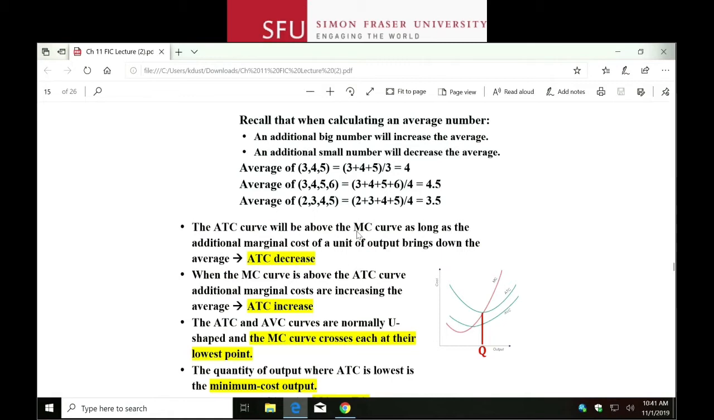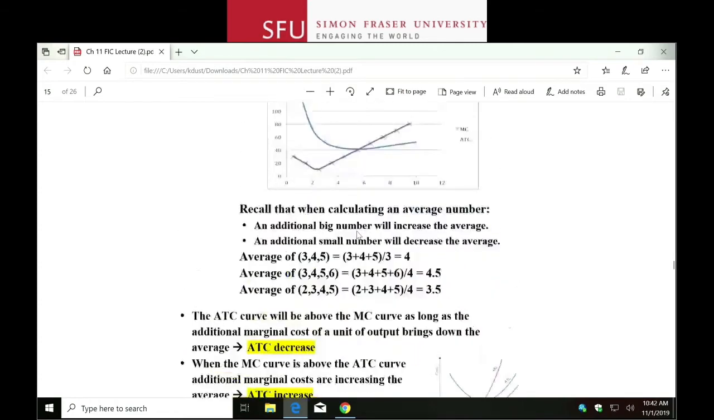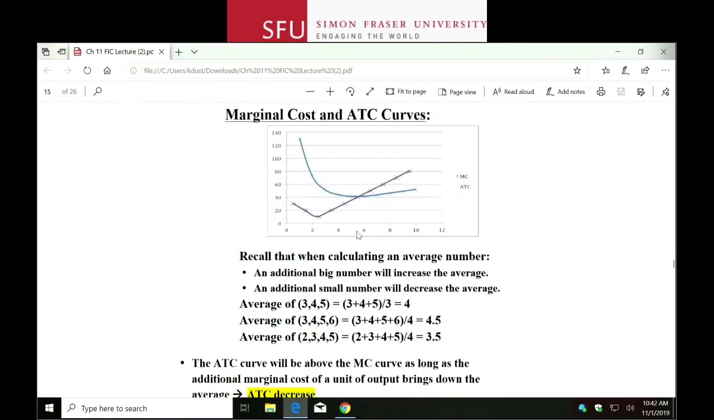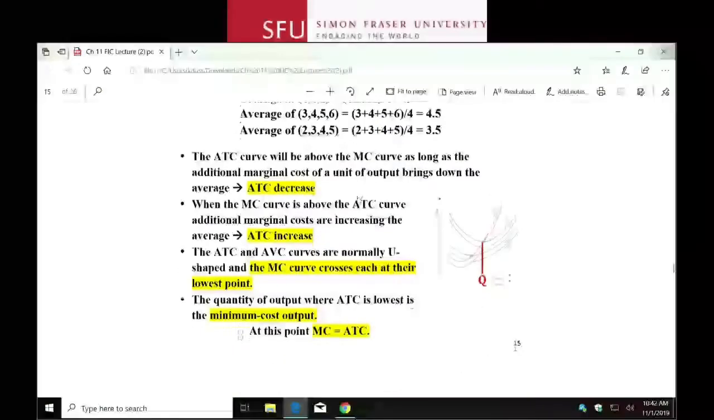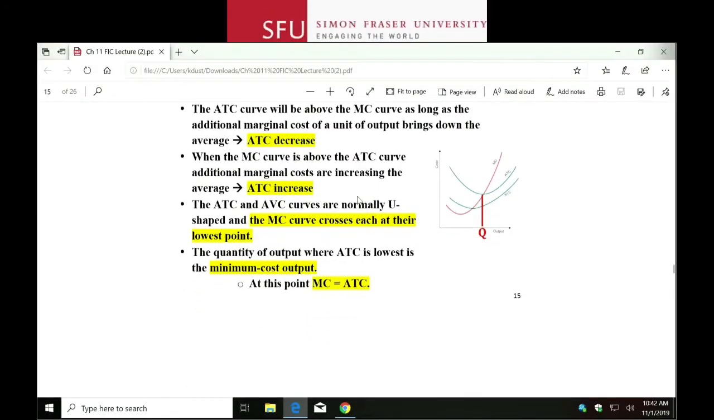Okay, so that's called the minimum cost output, and that will be at, can't remember, so that looks like, that's at a quantity of 6 then in that example. Anyway, so that's where the MC will equal the ATC.